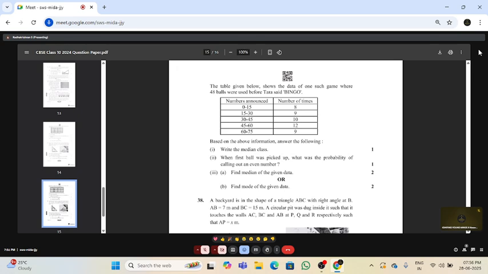The median class means, if there are 48 numbers that are drawn, you write them all in ascending order and see where the middle number comes. Since 48 is an even number, the middle will be the 24th and 25th numbers. Both will be the median. I will write it down.